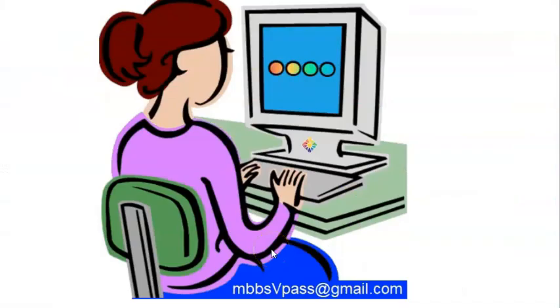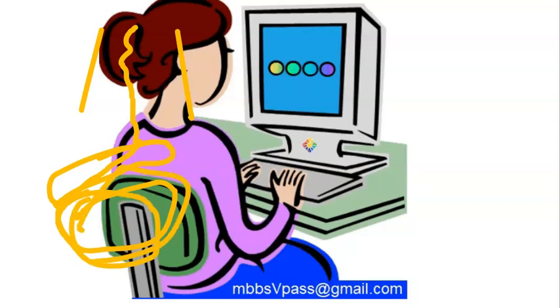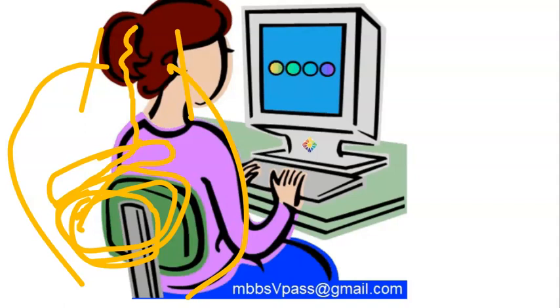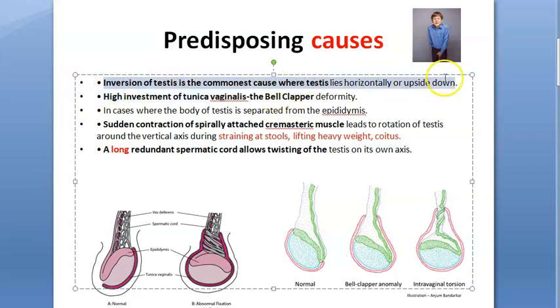Can you tell the causes of torsion testis? Come on. A long spermatic cord, very good, a long spermatic cord, and then this cremasteric muscle is spirally attached and it will contract suddenly, okay, during coitus, etc. Okay, and then epididymis separate from the testis, very good. Then high investment of tunica vaginalis, very good. Then one more thing, I think the first point we forgot. What's the first point we saw? Inversion of testis. Yeah, it is sitting horizontally or upside down, very good. I think everything else we have told. Very good, people. Very good.